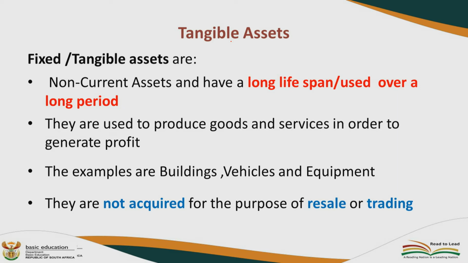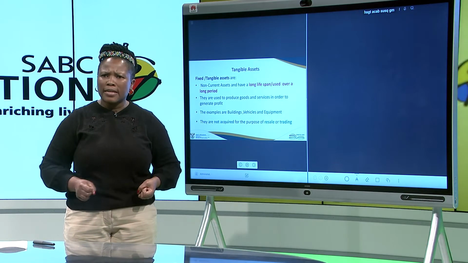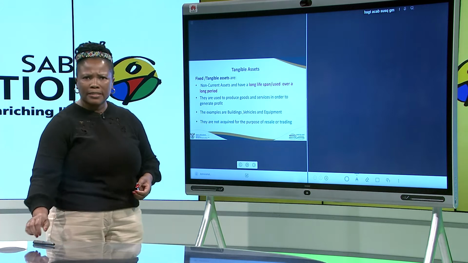The examples of assets are buildings, vehicles, and equipment. And these assets are not acquired by the business for the purpose of resale or even trading. The business acquires them in order to produce goods and services, as we have already indicated.